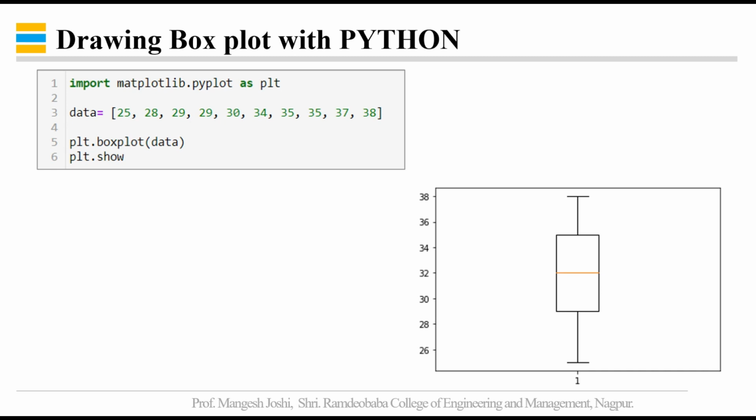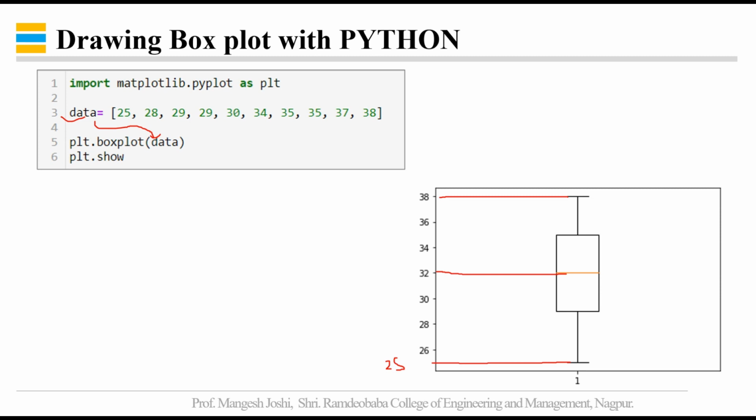Now how to draw this box plot with Python? For that you have to import matplotlib.pyplot as plt. I have taken the same data in this case. Now plt.boxplot of data. You can see that it has drawn the box plot showing this value as 38 and this value as 25, the minimum value and maximum value. You can see the median is at 32, right?